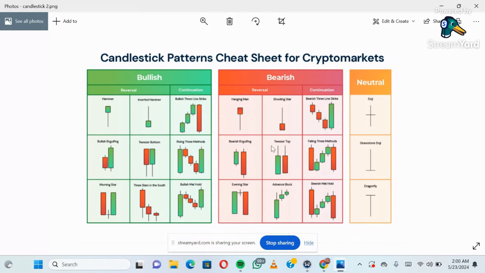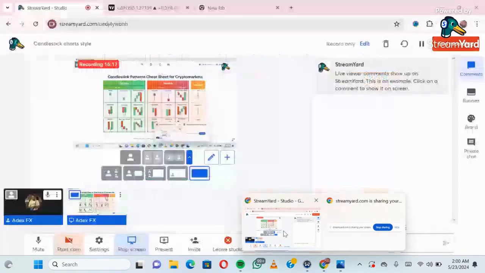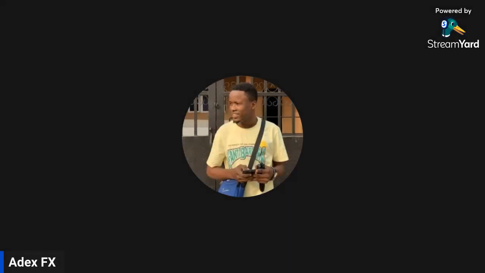Look at the top side here. It is parallel, you get? So it simply means something in the market. So falling three method, you also have the evening star. You can see a doji in between. So okay, let me get to neutral. So I'm going to explain doji. Also advanced block, and I also see bearish mat hold. We have a lot of candlesticks in the financial market, you get? So let's head straight to our next thing.